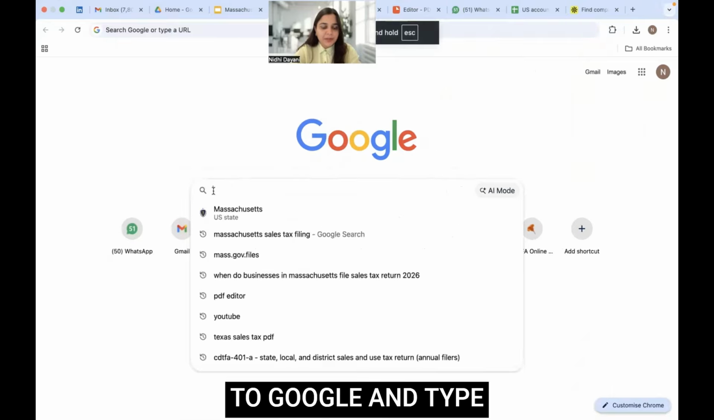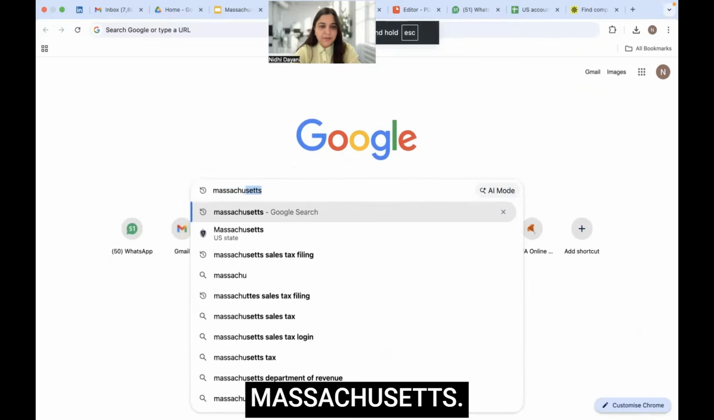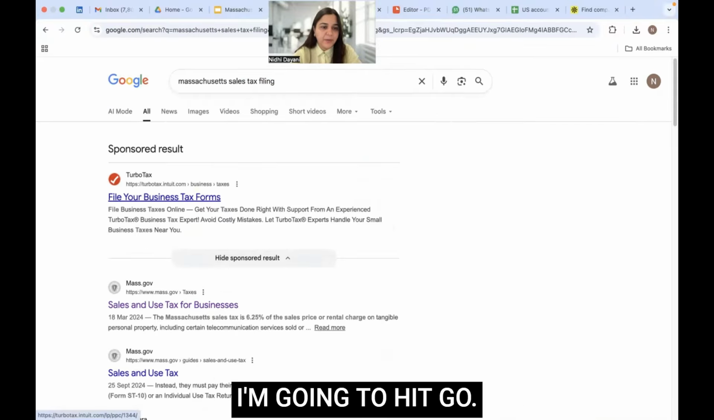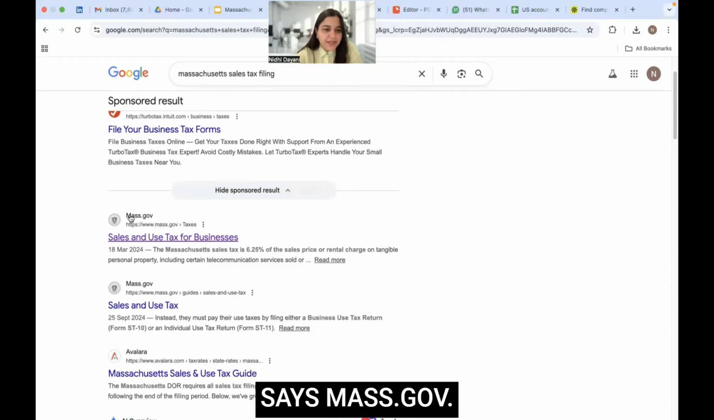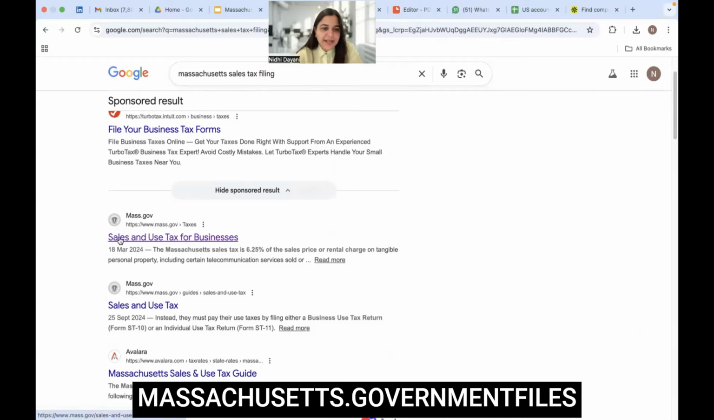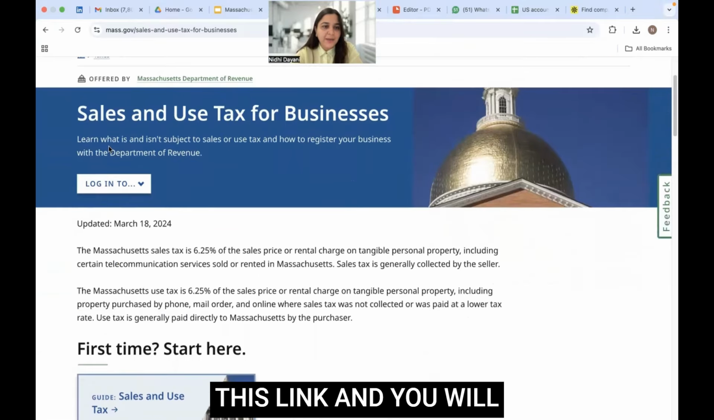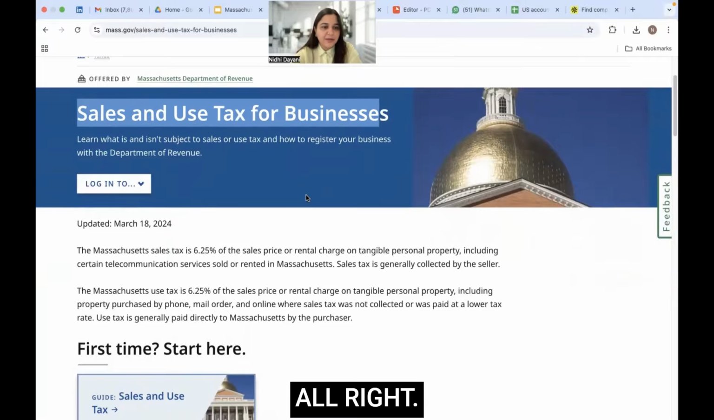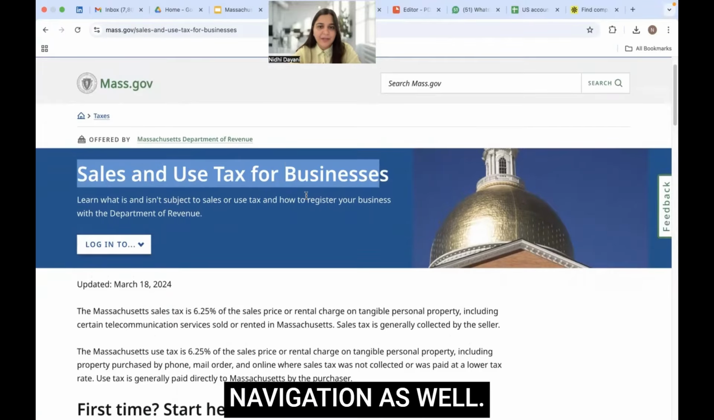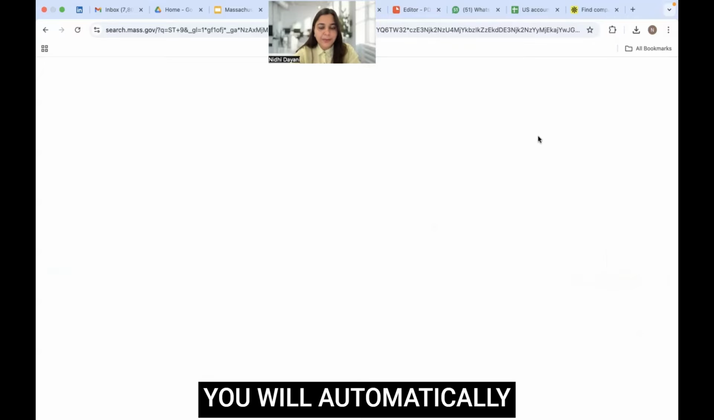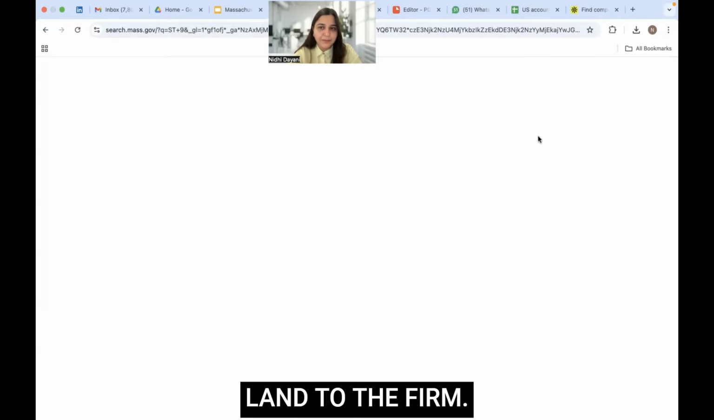Now I'm just going to go to Google and type Massachusetts sales tax filing, and I'm going to hit go. Now you will land on a website which says mass.gov. This is basically short for Massachusetts.gov, and you can see sales and use tax for businesses. You just click on this link and you will find sales and use tax for businesses. All right. This is a very easy website to navigate as well. You can directly search for the form. It is ST9. All right. If you do the search, you will automatically land on the form.